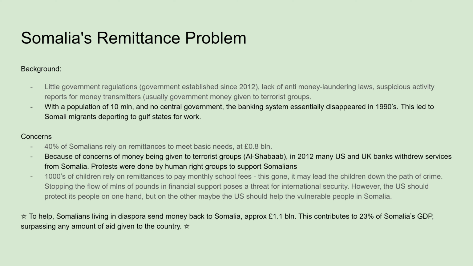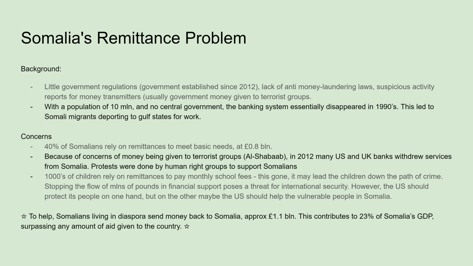Some concerns was that 40% of Somalians rely on remittances to meet basic needs. 0.8 billion pounds. Because of concerns of money being given to terrorist groups such as Al-Shabaab, in 2012 many UK and US banks withdrew services from Somalia. Protests were done by human rights groups to support Somalians.